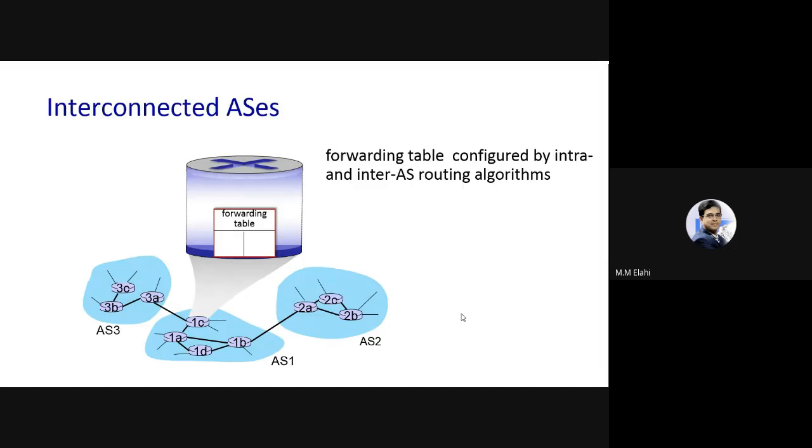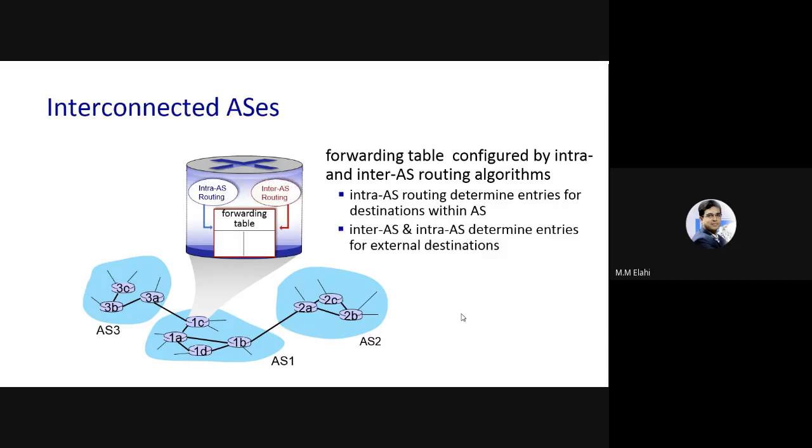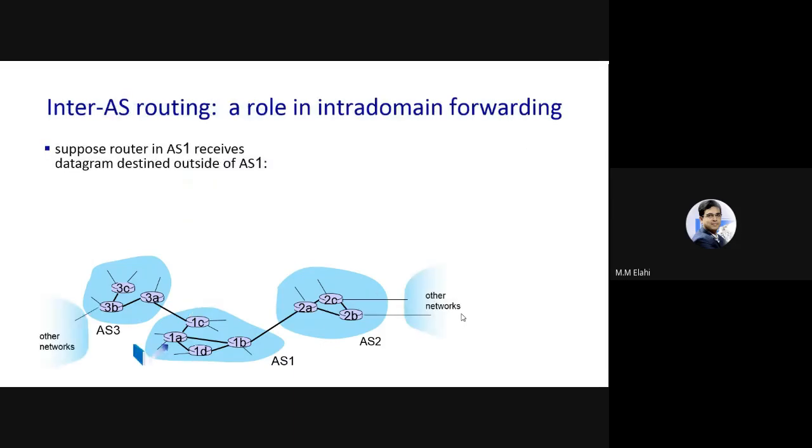Again, there will be the same forwarding table, the same routing table, but there will be different entries for intra-autonomous system routing and inter-autonomous system routing also. So now in the forwarding table, there will be some entries for intra-autonomous system routing, and some entries for inter-autonomous system routing. So that is how the internet actually works.